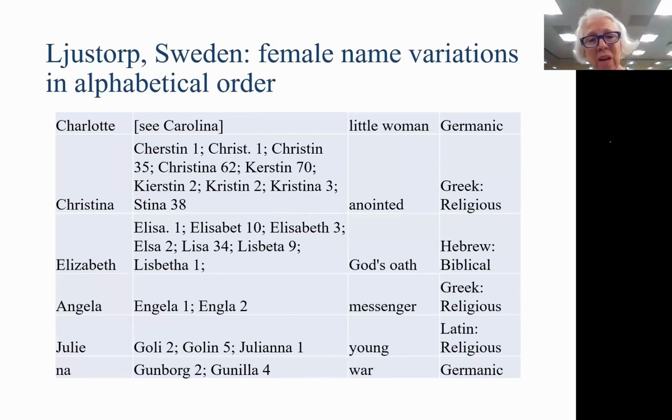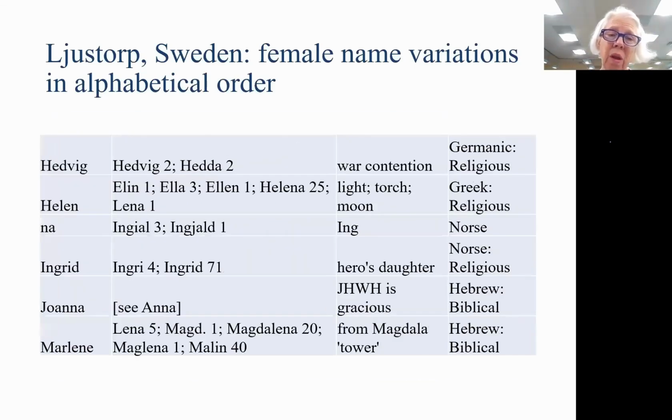Elizabeth might be abbreviated. It might be with or without the H. It might be Elsa. It might be Lisa. It might be Lisbeta or Lisbeta with an H. Angela might be Angela or Angela. Julie can be Yuli or Yulene or Juliana with a J sometimes. And then some of the more traditional Germanic ones like Gunborg and Gunilla don't have an English corresponding form usually.